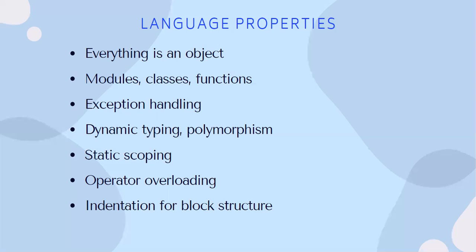Suppose you write a = 5, so you get the type int. Suppose you store your name in an object, the type of the object will become a string. So that is what dynamic typing is.